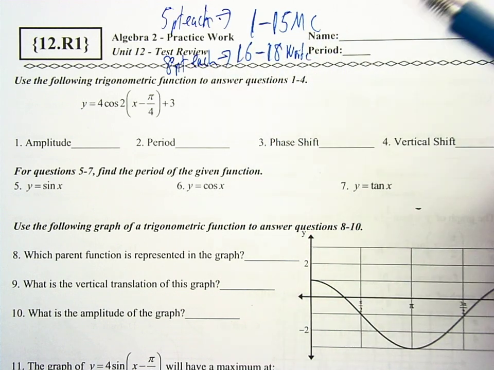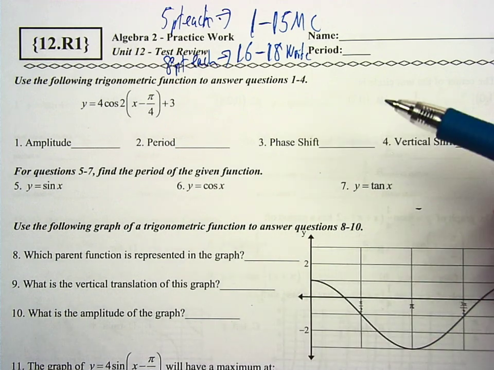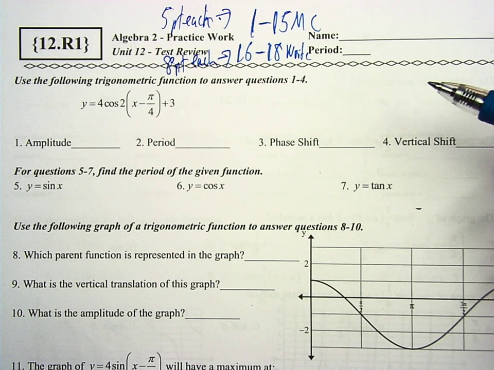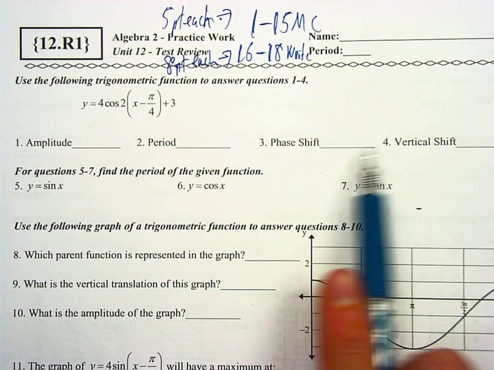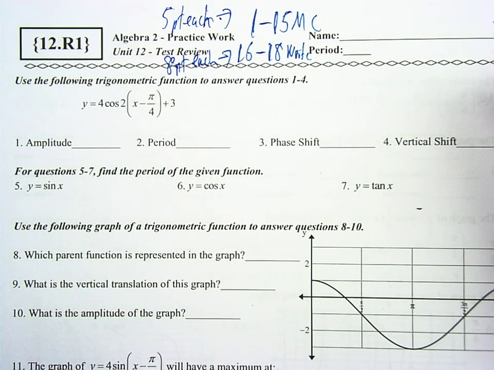So this review here is all write-on questions, but it is separated into multiple choice, and I will try to point out as we go along how the multiple choice is going to function. So just keep that in mind. The first 4 multiple choice questions are going to ask you about these 4 items: amplitude, period, phase shift, and vertical shift. In other words, they're going to ask you about A, B, H, and K.